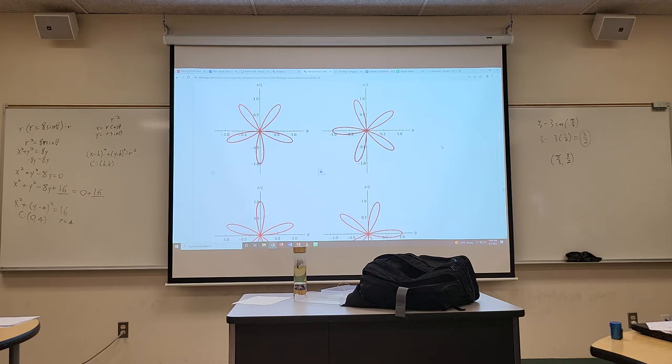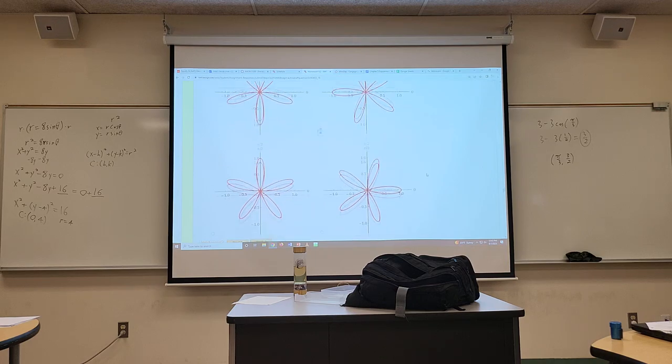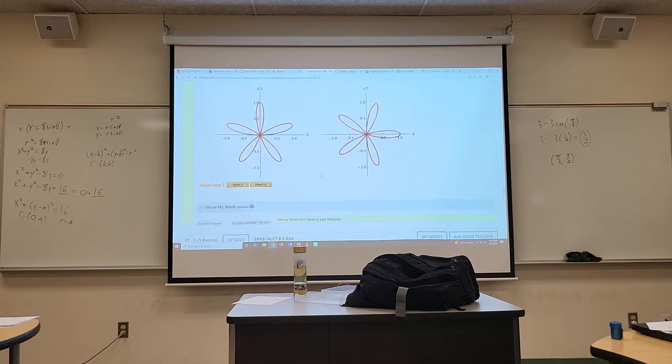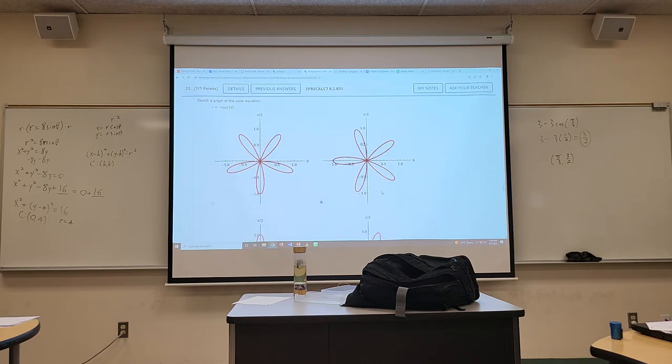I plug in a zero. 5 times 0 is 0. The cosine of 0 is 1, so r will be -1. So I'd be facing to the right, but I would step backward. I should end up right here. This is the only one of the graphs that has a point at 0, -1. So it's got to be that. So we're still starting from the right-hand side of the... That's the polar axis. Yeah.